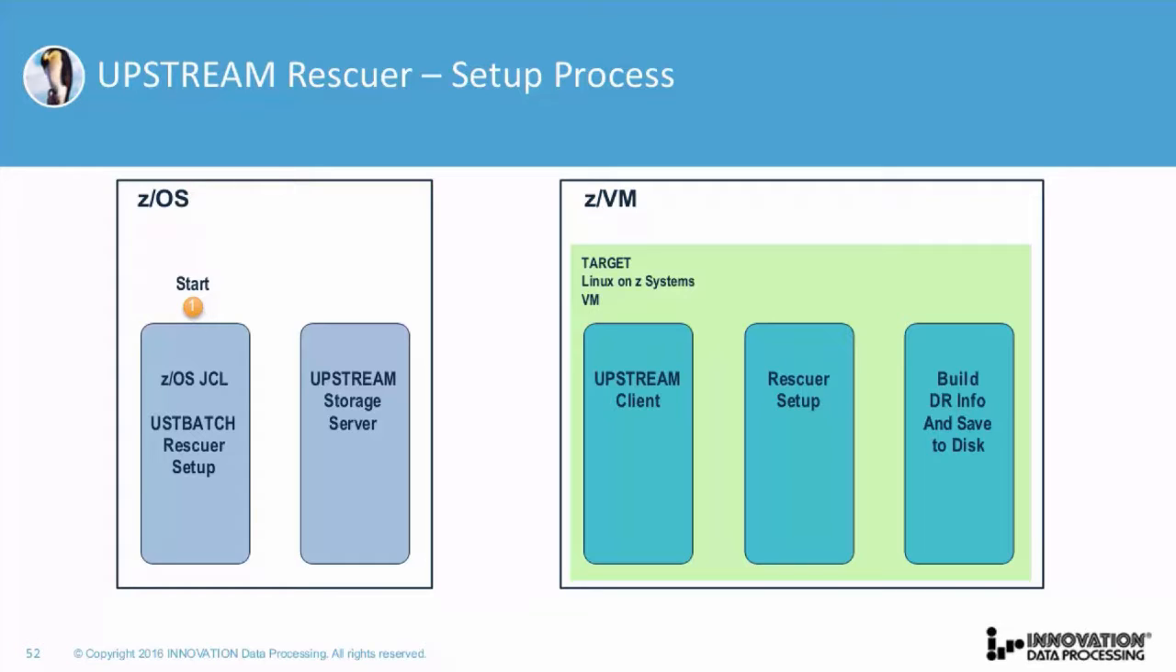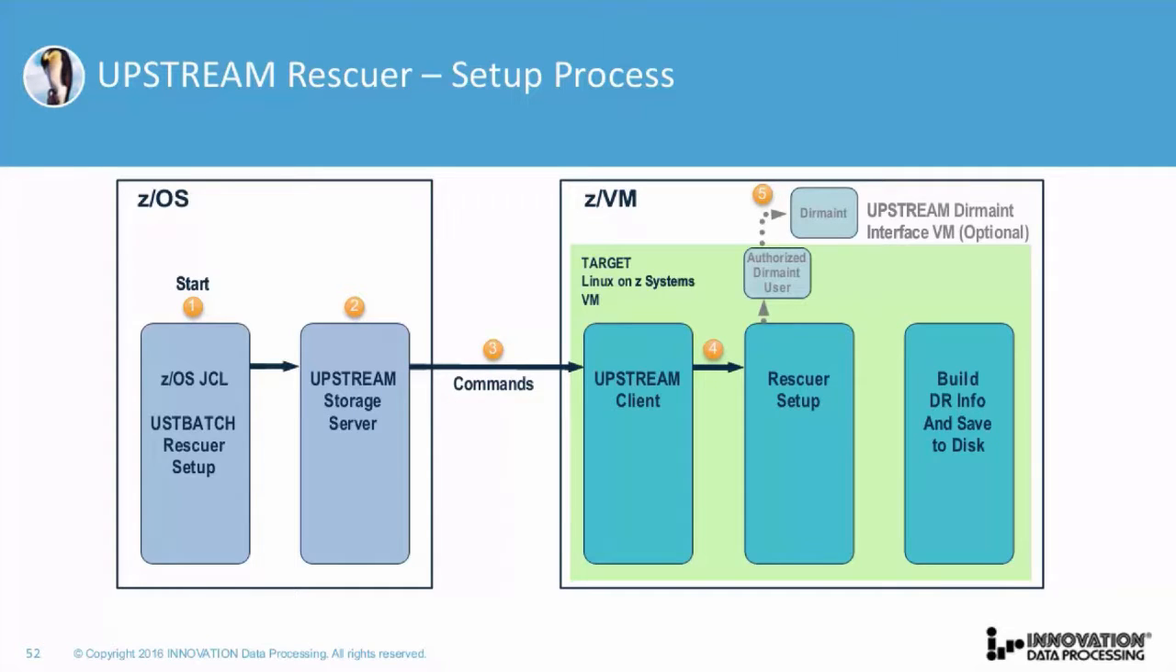The UST batch job will contact the FDR/Upstream z/OS storage server. The storage server will then pass the rescuer setup command request to the Upstream client software on the Linux system virtual machine. And then in step 4, the rescuer setup will begin to execute. This script file will run under the control of the Linux machine. Once that starts executing, one of the first things we do, if you've specified it during the configuration of the rescuer setup, is try and contact your DIRMAINT product on your system and obtain a directory entry that will be helpful when it's time to recover.